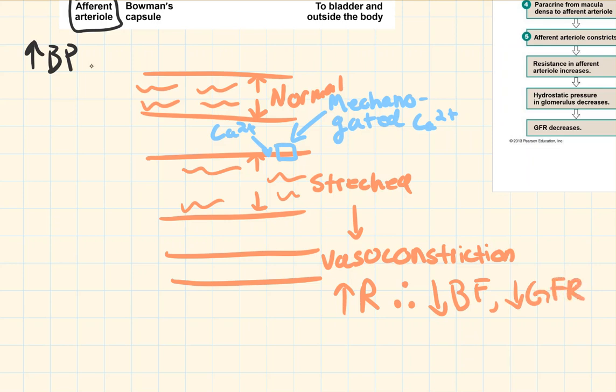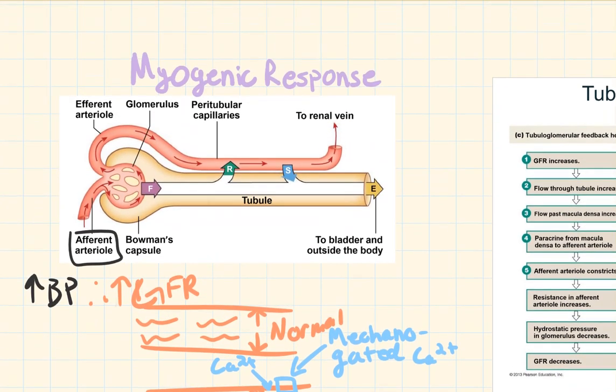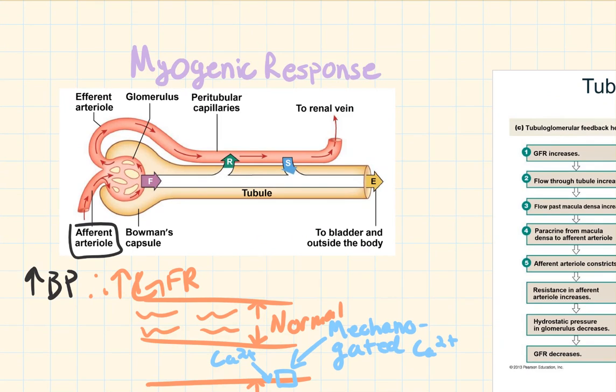So if you started with a high blood pressure, that is also starting with a high GFR. So then the end result is the lower GFR. This is an auto-regulation of GFR. So this is the myogenic response. Genic meaning origin, myo meaning muscle, because this response originates in the smooth muscle of the afferent arteriole. And this is an intrinsic property of the afferent arteriole to self-regulate the blood flow through the nephron. So that's one of the ways we regulate GFR.